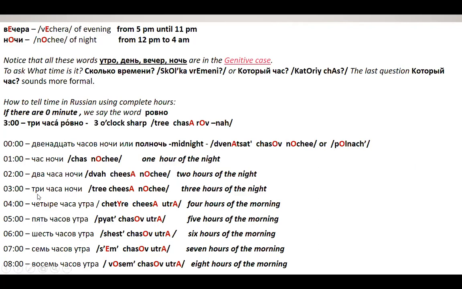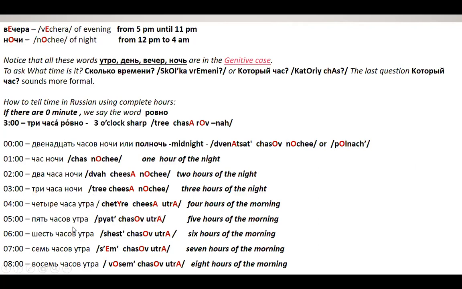3 a.m. in Russian is still 3 часа ночи. So for us, night is still going on. Night is from 12 to 4 approximately, although people can say 5 o'clock at night if they want to emphasize that it is late at night. So 3 часа ночи, 3 hours of the night. At 4 hours, people consider that mostly morning. So 4 часа утра, 4 hours in the morning.